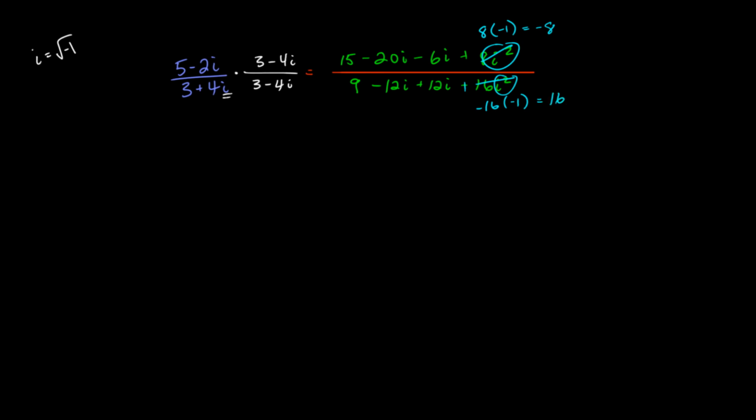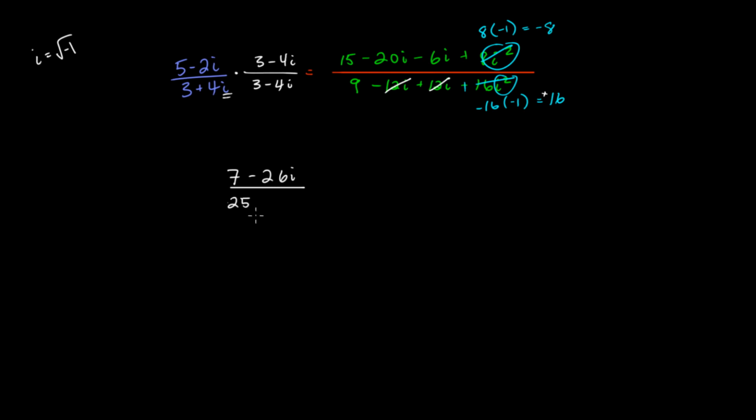So now we can simplify our like terms and get our new quotient. So 15 minus 8, that's going to be 7. Negative 20i minus 6i, that's minus 26i. And then in our denominator, we have 9 and a positive 16 here. So 9 plus 16 is 25. And then the negative 12i and the positive 12i actually cancel. So we get this as a result.